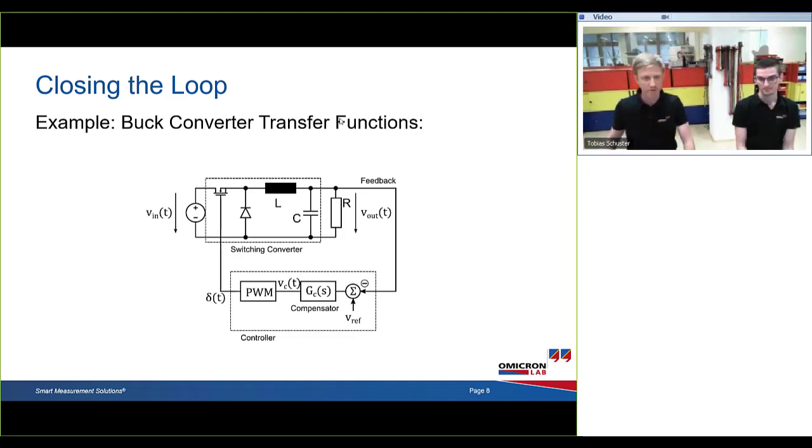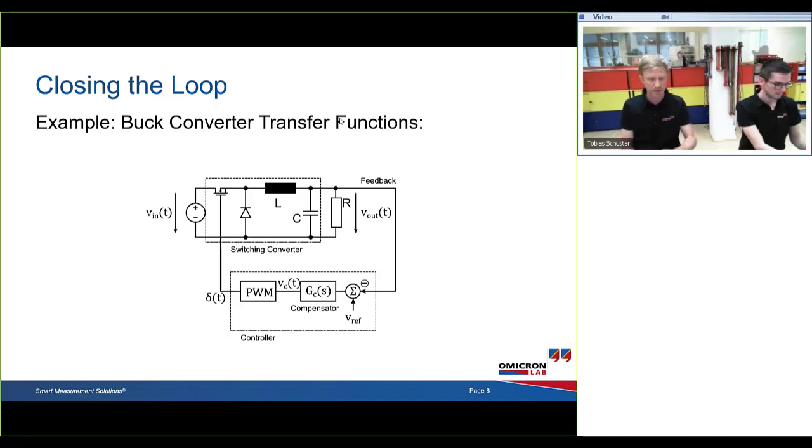So we have a switching converter in the upper diagram, and then we have the input voltage that goes into the switching converter, and then there is the output voltage that is then fed back into the error amplifier. The error amplifier compares the output voltage with the reference voltage, creates the error voltage, feeds the error voltage into the compensator block. There we have the transfer function of the compensator.